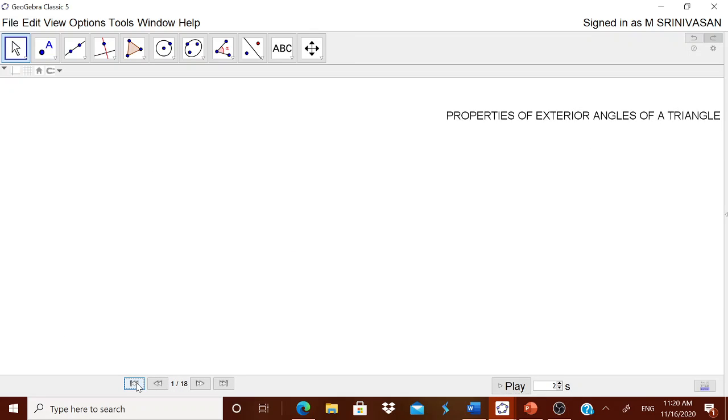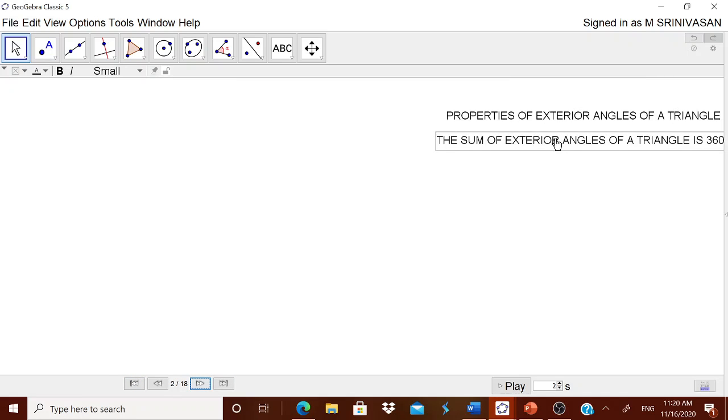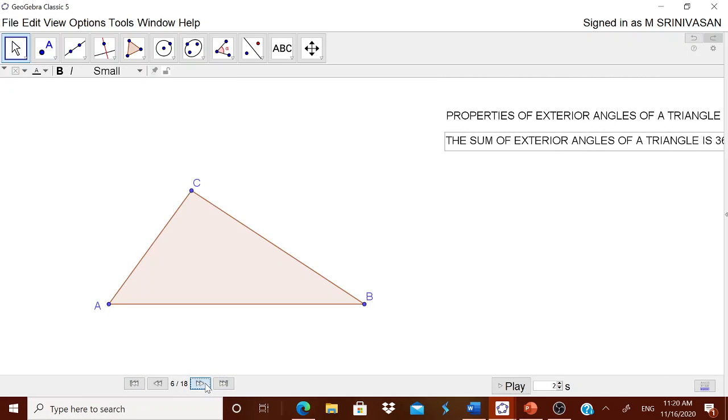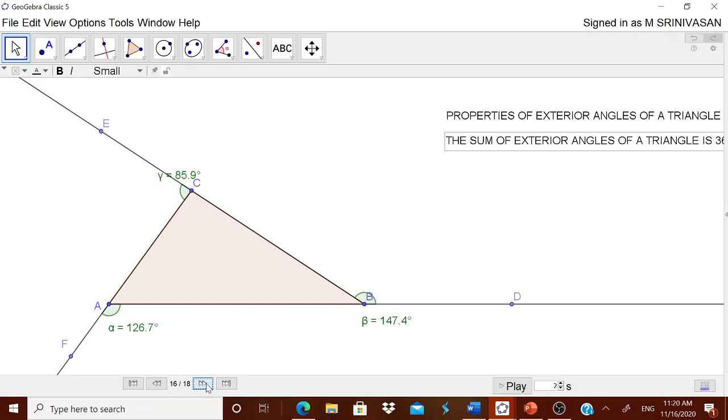Now everywhere you can ask the children what the property of the exterior angle is, and the child will declare that the sum of the exterior angles is 360 degrees. Then you can tell them this is a triangle, and I am finding the exterior angles, then come and pull and push it.